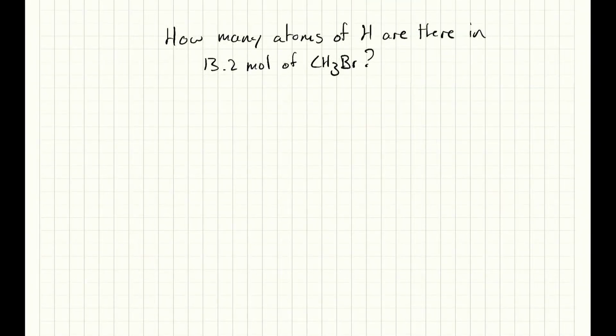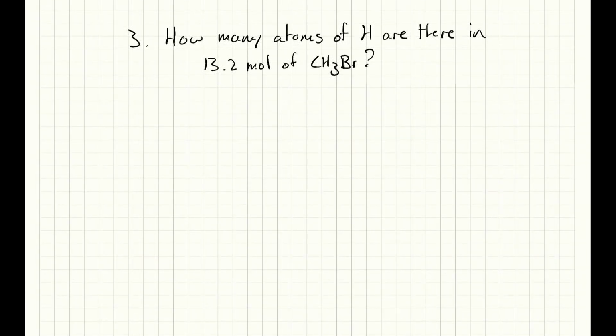So for this next problem, number 3, I wanted to test your knowledge on a different concept, really. We want the atoms now of just hydrogen in methyl bromide. And the relationship between atoms and moles, when we're using atoms or moles, we're counting individual atoms. So to say 13.2 moles, that's just a number of atoms.